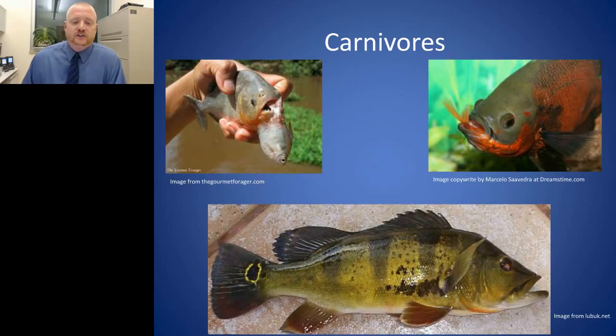You can have everything from the little piranha on the left. He's got a fish in his mouth. Same thing with the Oscar on the right. He's got a fish in his mouth. Now, the good thing is a fish like an Oscar can easily be trained to take a pelleted diet, so that makes life a lot easier.